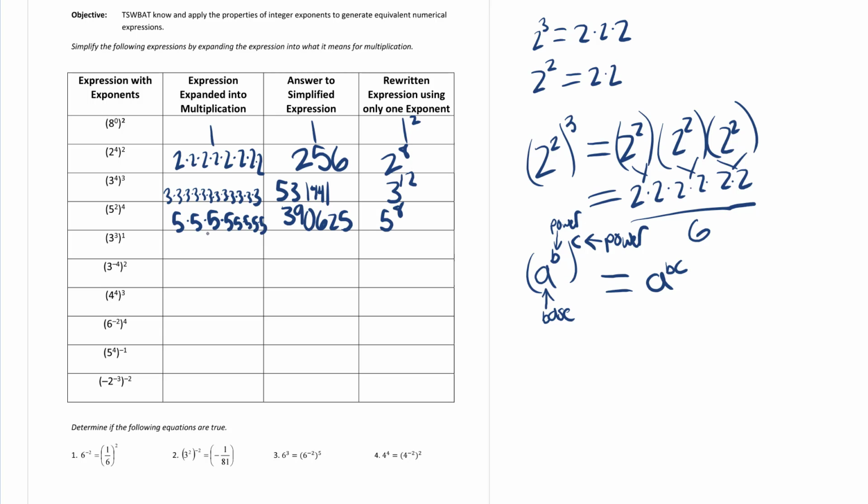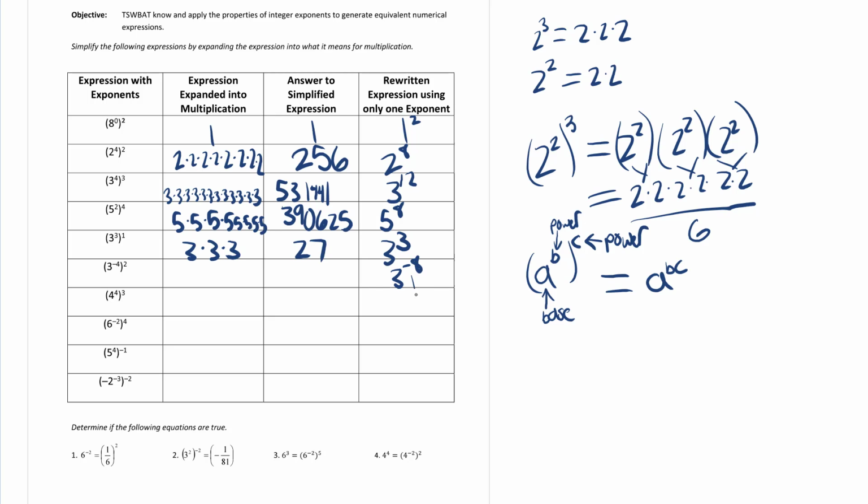3 to the 3 to the 1 is 3 to the 3, which is 27. Yay, I can do that one in my head. I'm so happy. Then we have 3 to the negative 4 to the 2. Once again, when you raise a power to a power, multiply, clap, clap. So this is 3 to the negative 8.